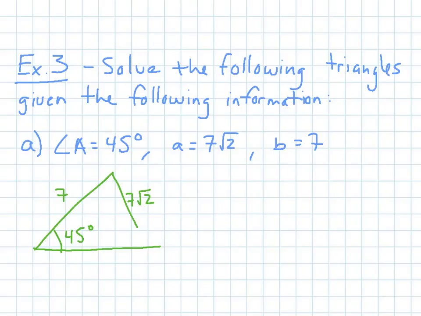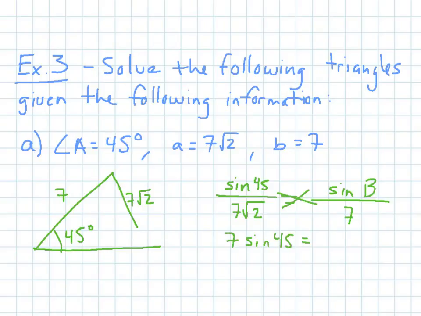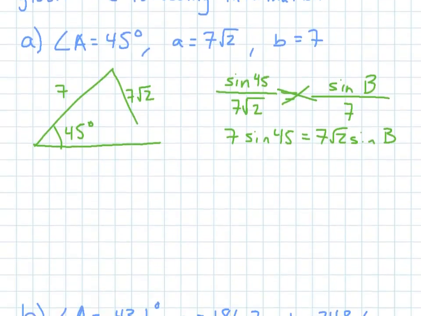So let's set up our law of sines that we learned from the other video. Sine of 45 over 7 square root of 2, and then sine of some angle B over 7. We'll do the same thing: cross multiply. 7 sine of 45 equals 7 square root of 2 sine of B. So now I want to divide both sides by 7 square root of 2.